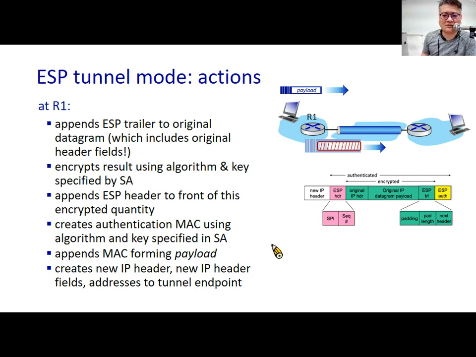Overall, at R1 there is the ESP trailer, the encryption using the algorithm and key specified by the SA, the ESP header, and the encrypted quantity, and the MAC using the algorithm and key in the SA. It appends the MAC to the payload and creates a new IP header, with the new IP header field addressed to the tunnel endpoint.